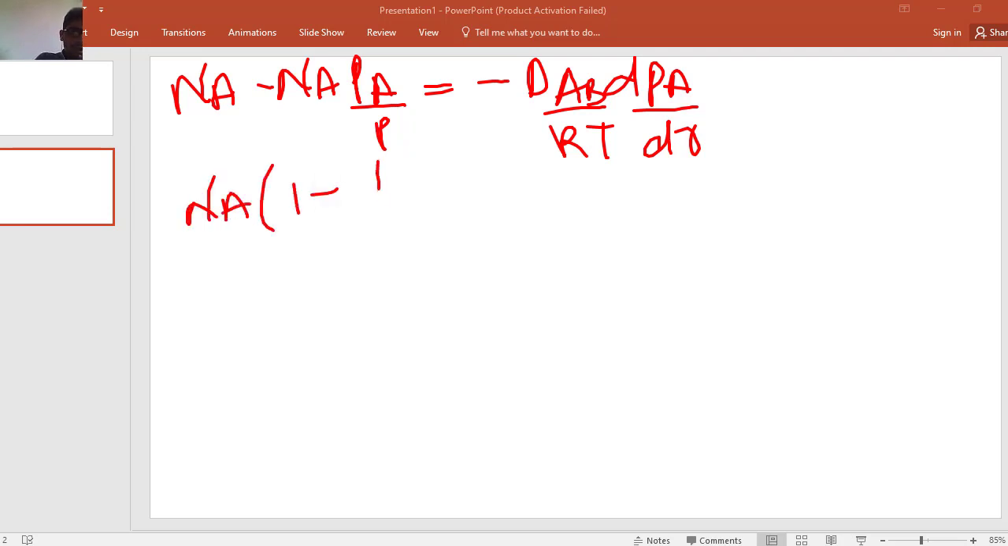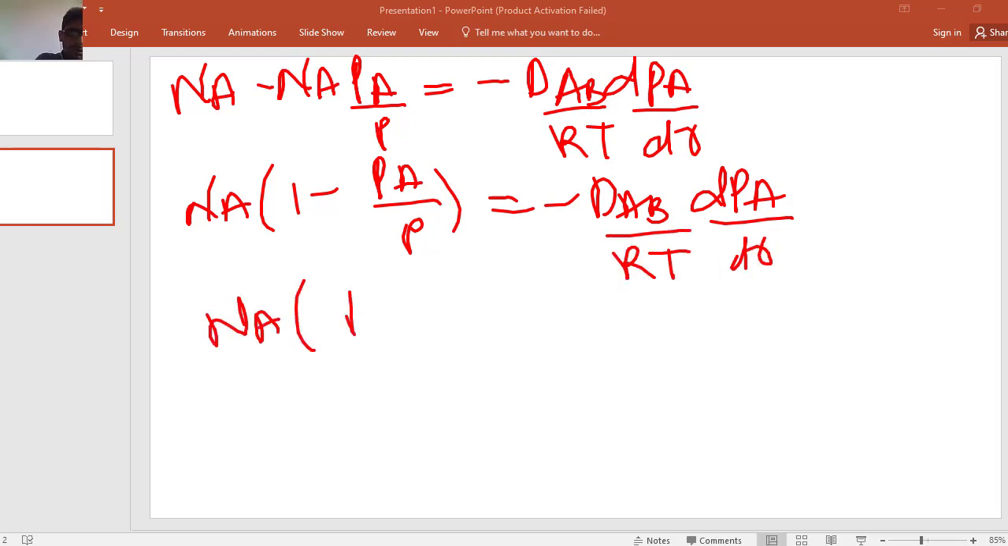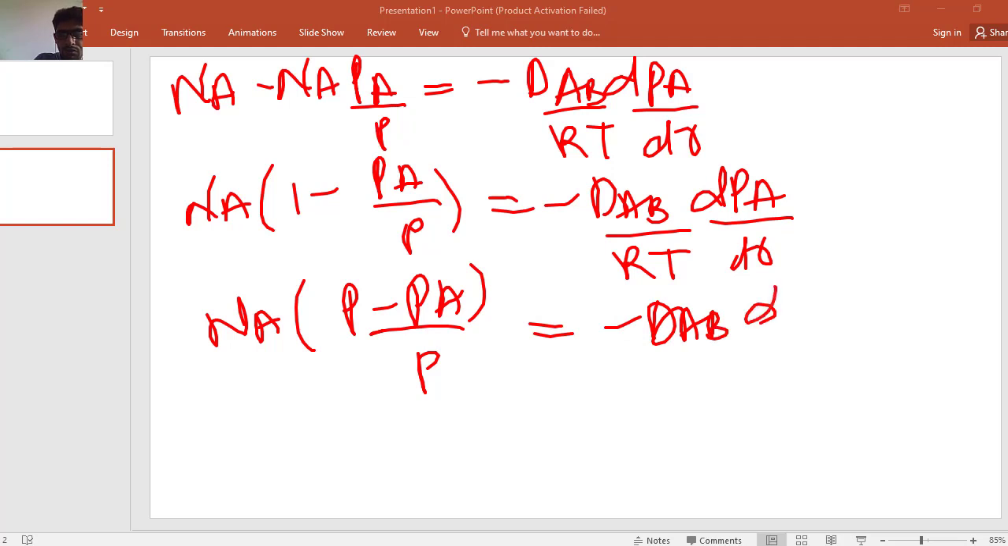NA (1 minus PA divided by P) is equal to minus DAB dPA by dr into RT. So RT NA (P minus PA) divided by P is equal to minus DAB dPA divided by dr.